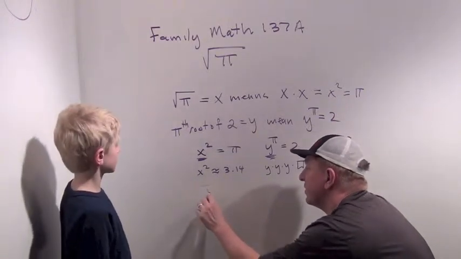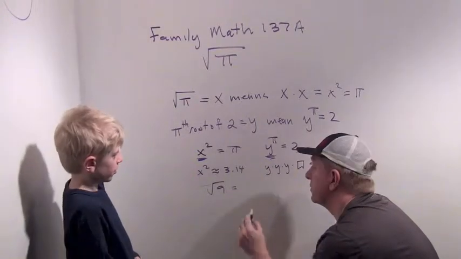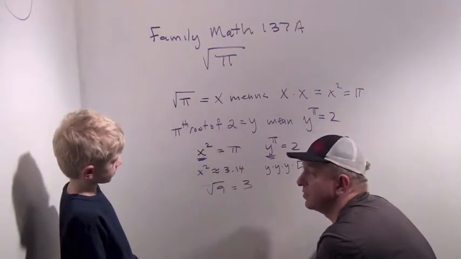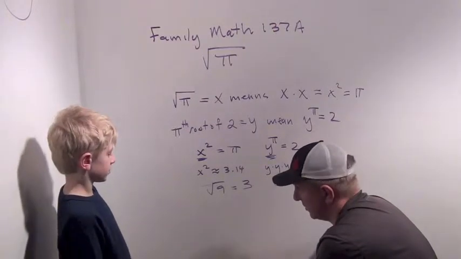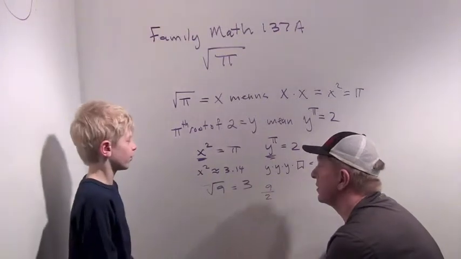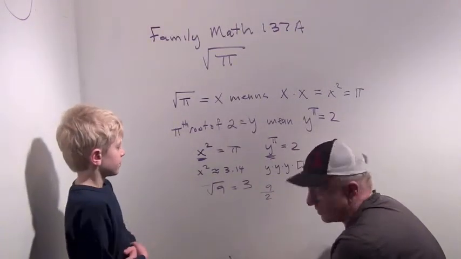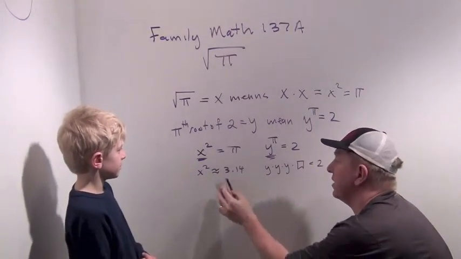Like, what's the square root of 9? The square root of 9 is 3. What's 9 divided by 2? It's some fraction. What fraction is it exactly? I think it's 4.5. Right, so square root isn't the same as dividing by 2. But you're on to a good thing here.